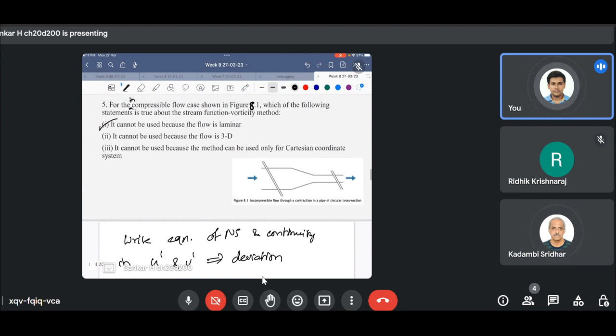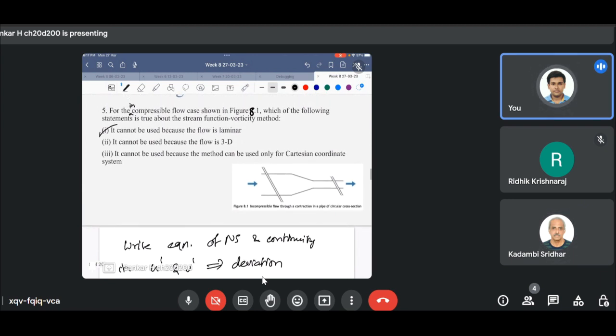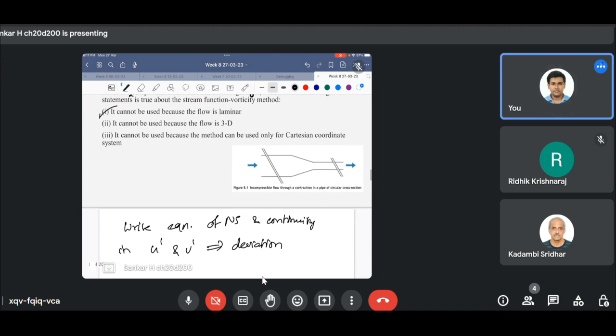It can be used for laminar flow, but I have not seen any papers or any relevant information related to usage of such methods in the turbulent regime. Okay. But generally speaking, if we write down the Navier-Stokes and continuity equations in the velocity form, that is how we actually solve for turbulent regime flows, so we can use the stream function vorticity method.